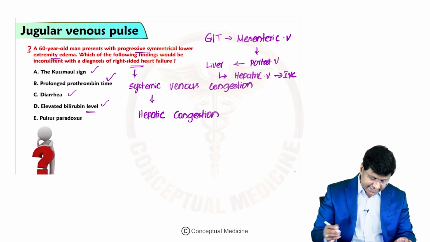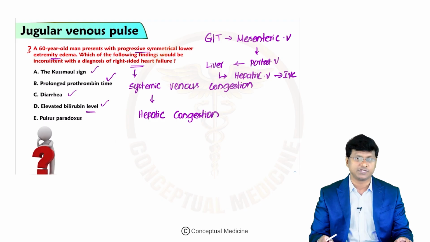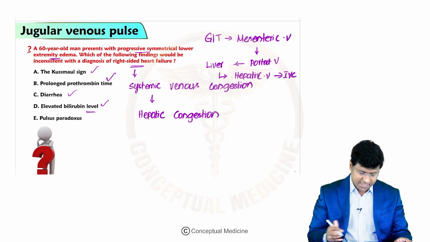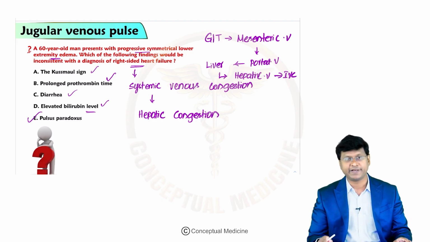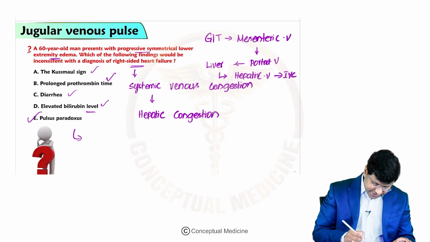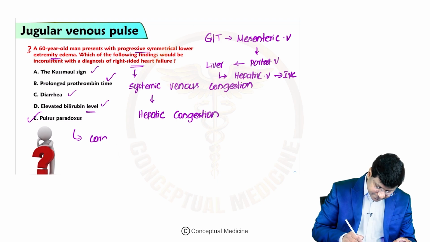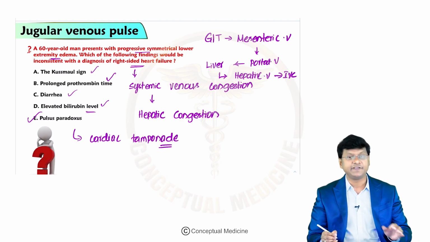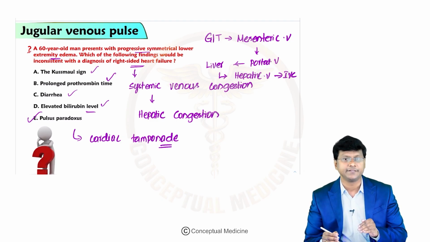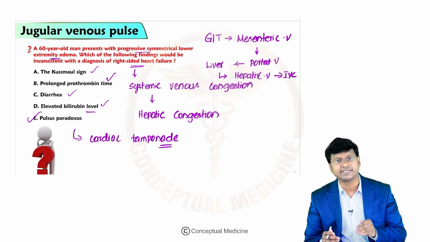And these individuals with right heart failure will also have the presence of Kussmaul sign. What is Kussmaul sign? I'll discuss. But please remember, in patients with right heart failure, you don't have pulsus paradoxus. Pulsus paradoxus is a feature of cardiac tamponade.